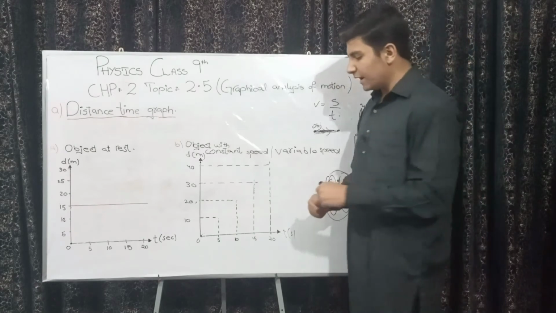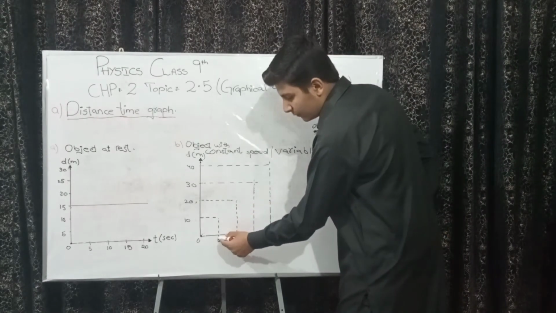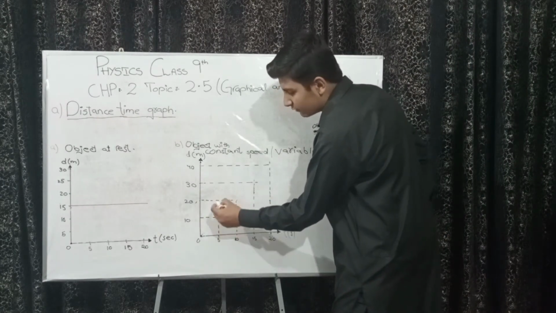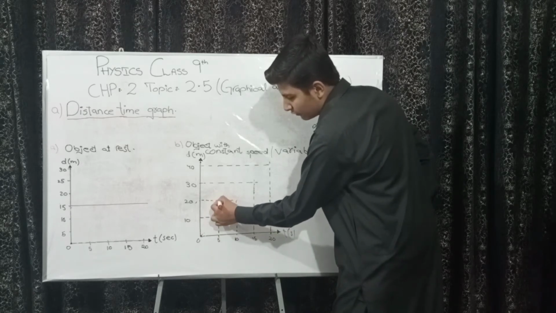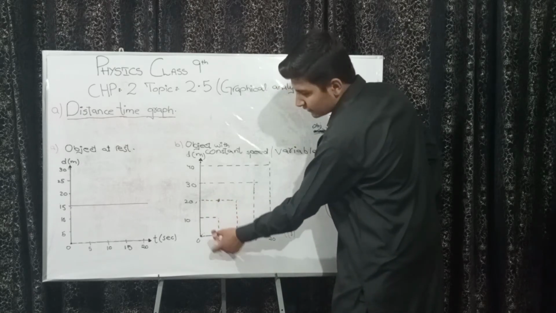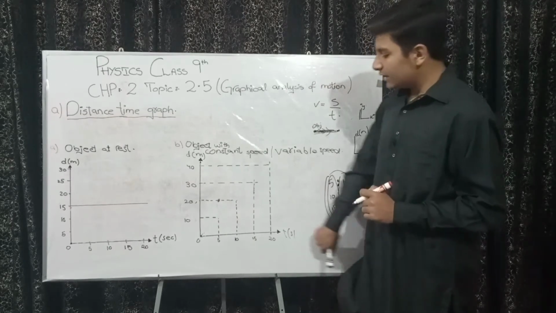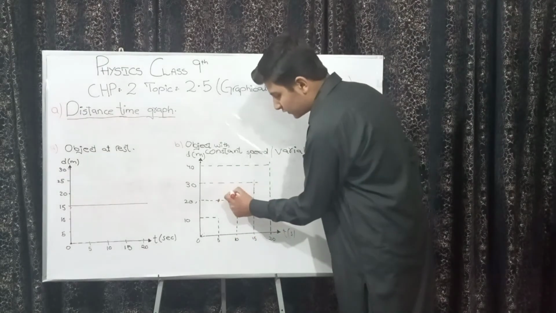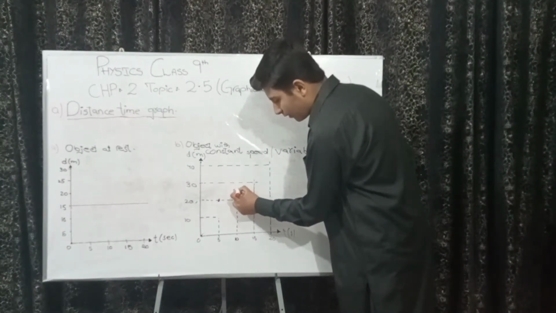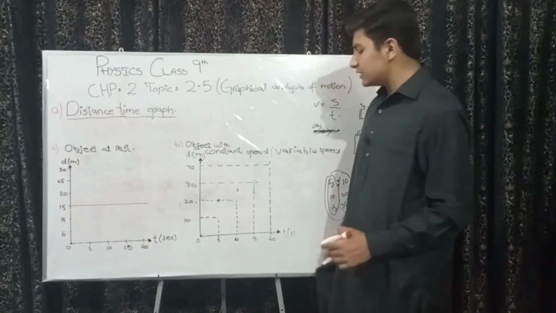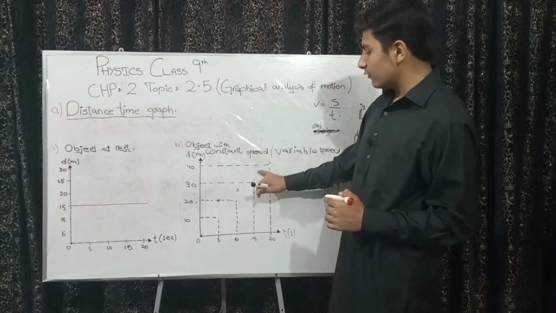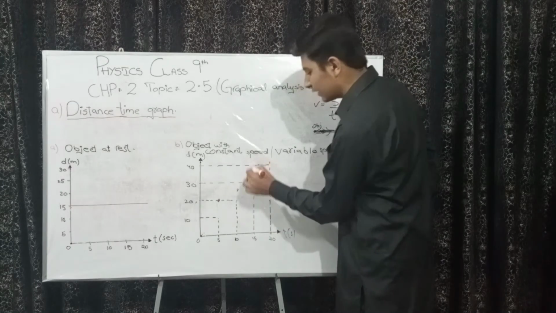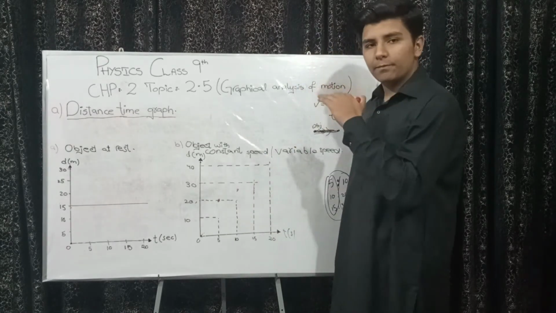How would the line be? For example, it will be covering 20 meters in 5 seconds. So the point will start from here. It is taking 5 seconds and covering 20 meters. Then it is taking 10 seconds and covering 25 meters, for example, the point here. And then if it is taking 15 seconds and covering 40 meters, then the point will be here. So how would the graph be?